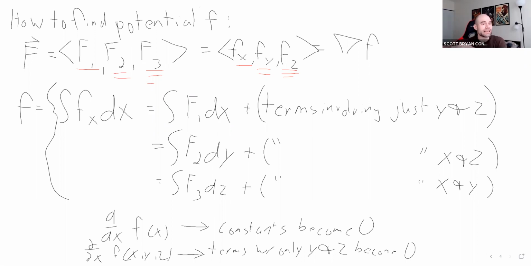But putting all three together, we can get the original function back minus a constant, but constants are not important here. Anything involving x, when you integrate the first component with respect to x, that's going to show up. Anything involving y, when you integrate the second component with respect to y, that's going to show up. Anything involving z, when you integrate the third component with respect to z, that's going to show up. And putting it all together, that is everything.